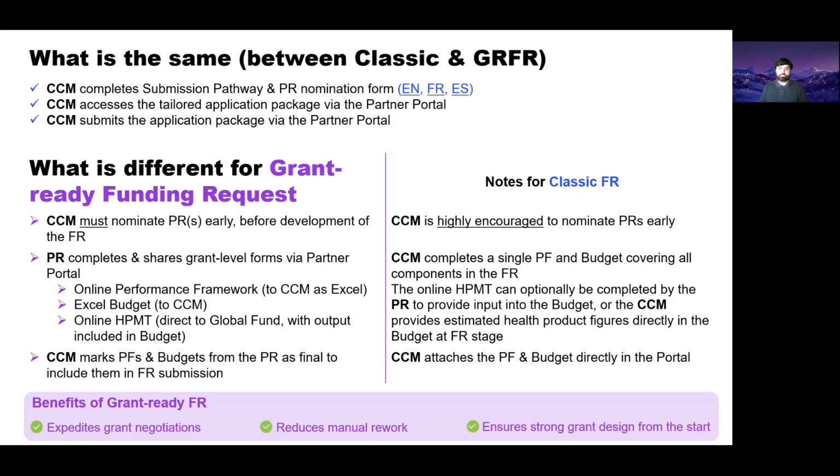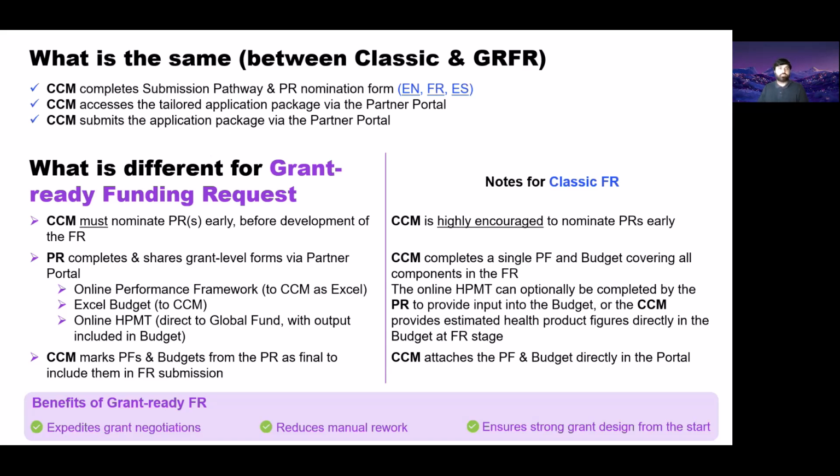The PRs will be expected to complete the online performance framework, the Excel budget, and the online HPMT if it is required. Please note the online HPMT is directly submitted to the Global Fund with the output included in the budget. The CCM then, upon submission of those forms, will mark the PF and budgets from the PR as final, as was demonstrated by Nikhil earlier. The moment that they complete this process and submit the funding application, the Global Fund is informed and starts the review process.